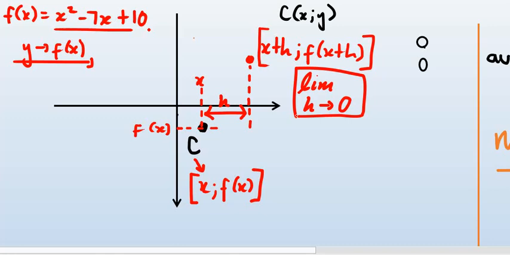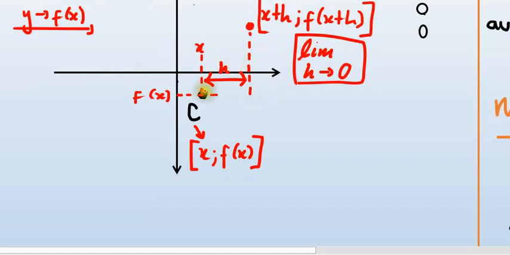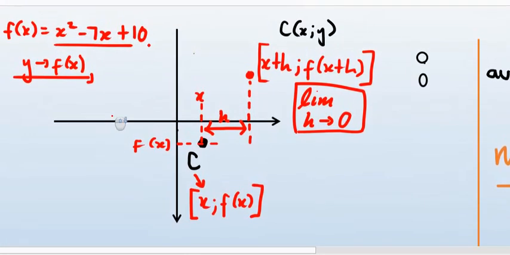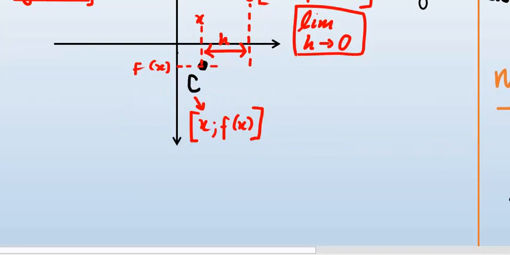I'm going to go back into my full board, or do I need to? Yeah, I think, let's see. I think I need to. Let me just lower my brightness.